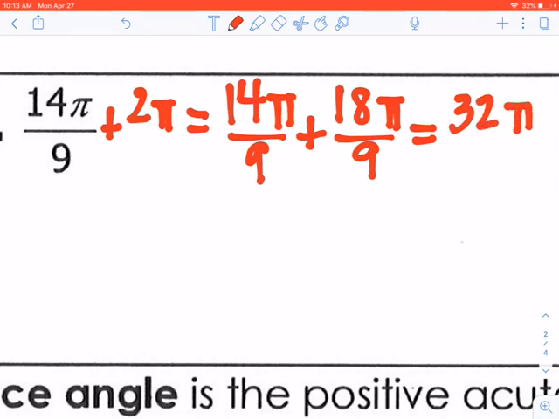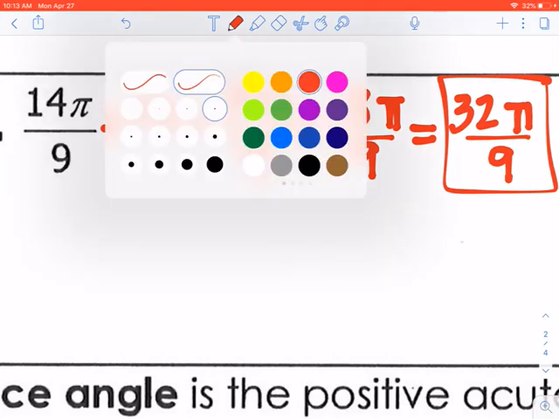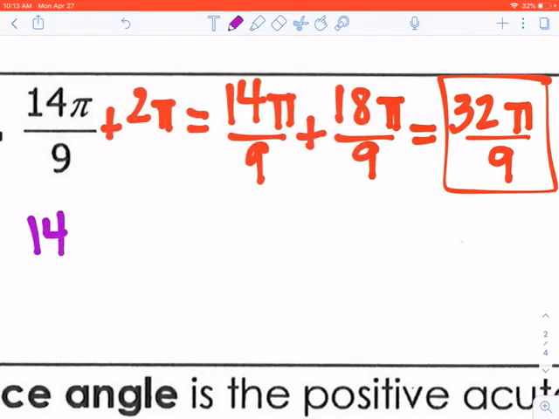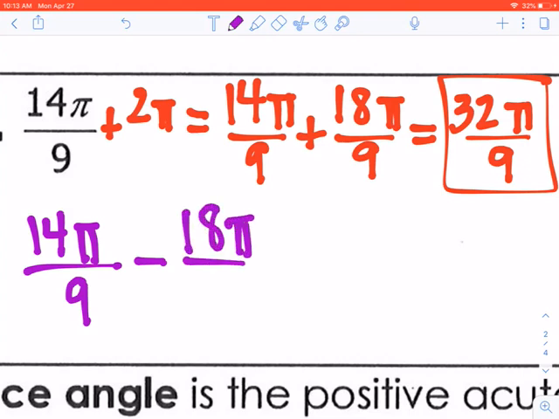32 pi over 9. Okay, there's your positive coterminal angle, and then my negative coterminal angle. I can take 14 pi over 9, and I can subtract 2 pi. Subtract the 360 degrees. I know that 2 pi is 18 pi over 9, so it's 14 minus 18, and that's a negative 4 pi over 9.